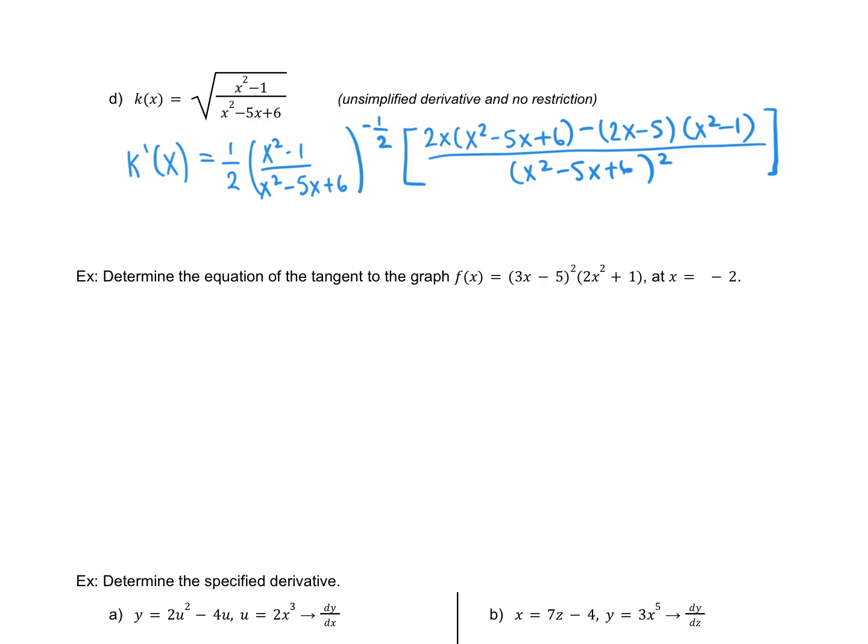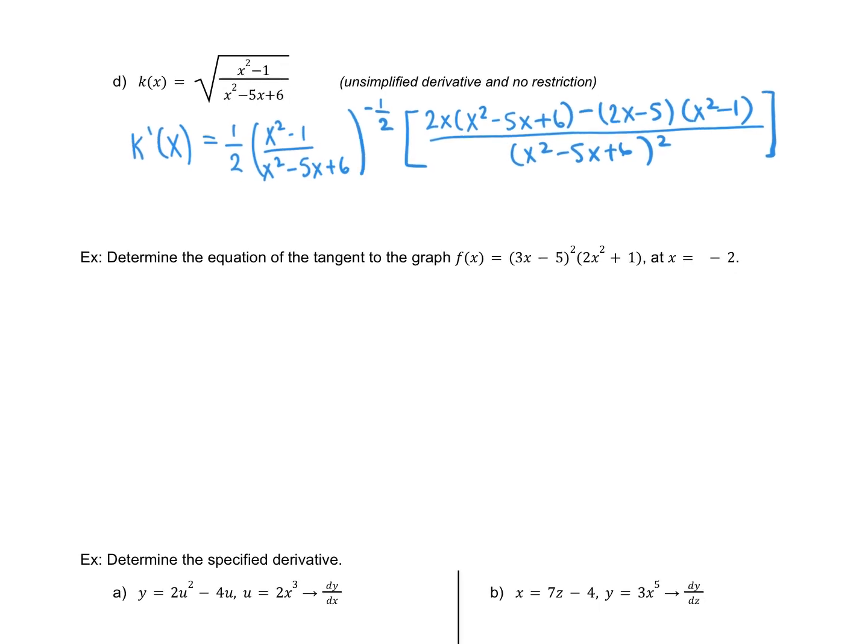And for this one I said no restrictions, because this restriction is a little bit more. All right, there it is. There's our chain rule, quotient rule combo. And now let's go to a very typical derivative question, finding the equation of a tangent line.